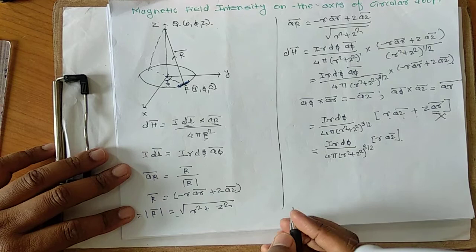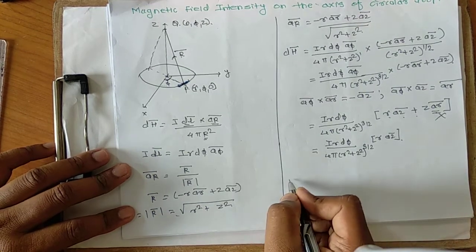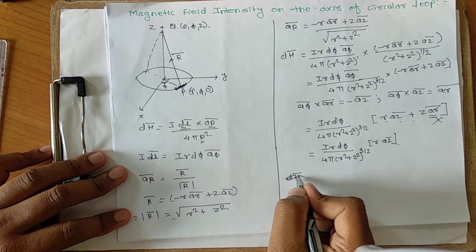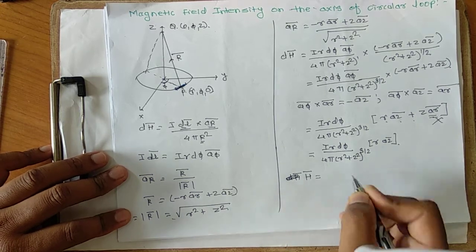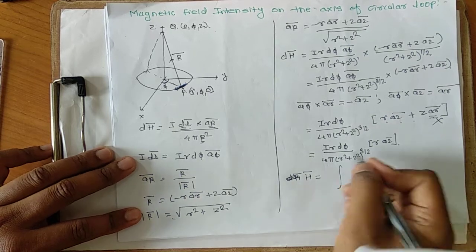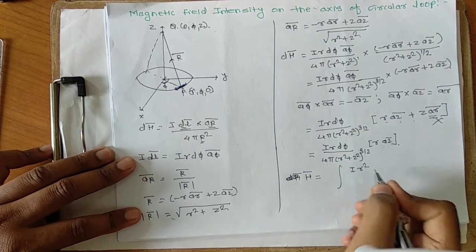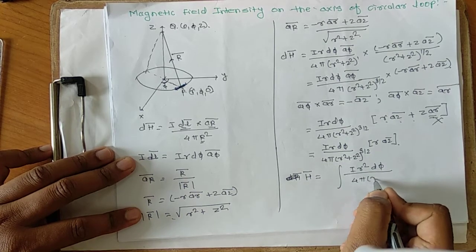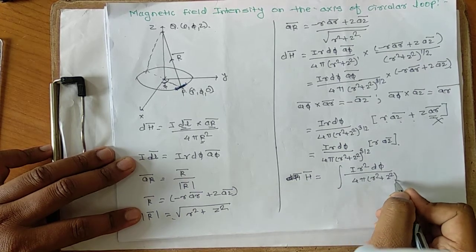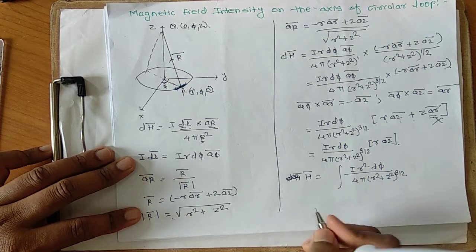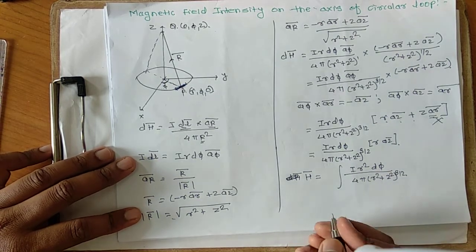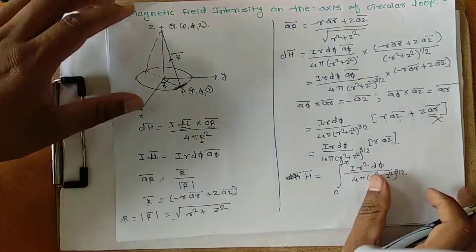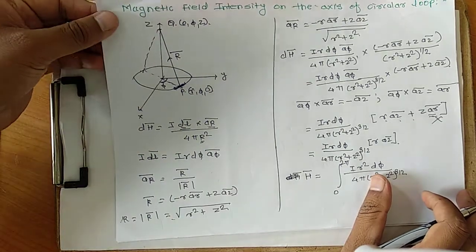Now we have to calculate dH bar. When you are calculating H bar, it is equal to the integration of I r square d phi divided by 4 pi r square plus z square raised to 3 by 2, and the limit for phi is 0 to 2 pi. Okay, so how to solve this?